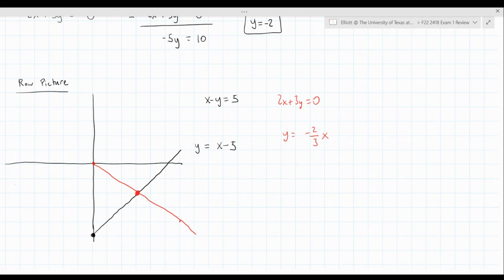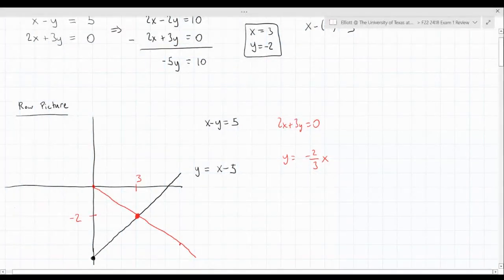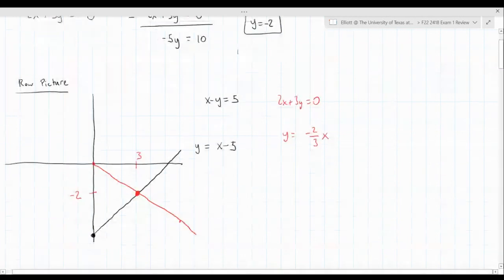So then where the two lines intersect, here you can see that they are intersecting when x is 3 and when y is -2. And that is exactly the solution that we found earlier. Okay. So then that's the idea of the row picture, just showing where the two lines intersect. And that would be the row picture, okay?